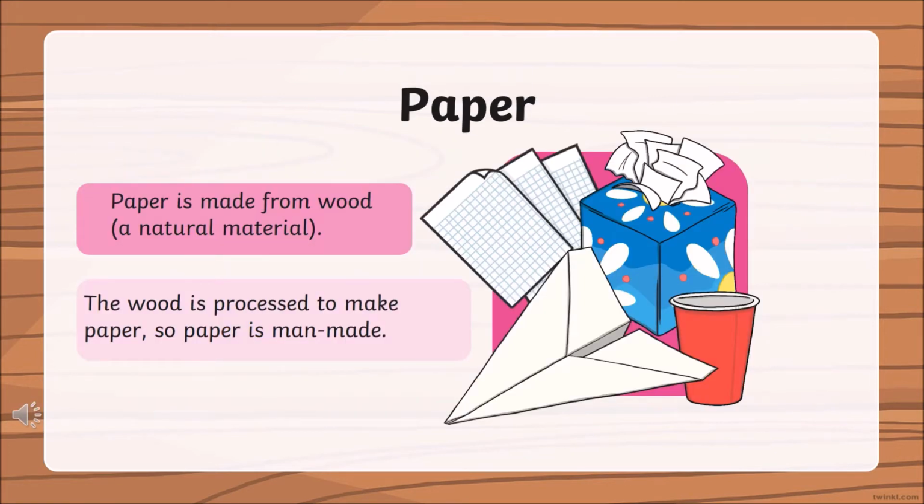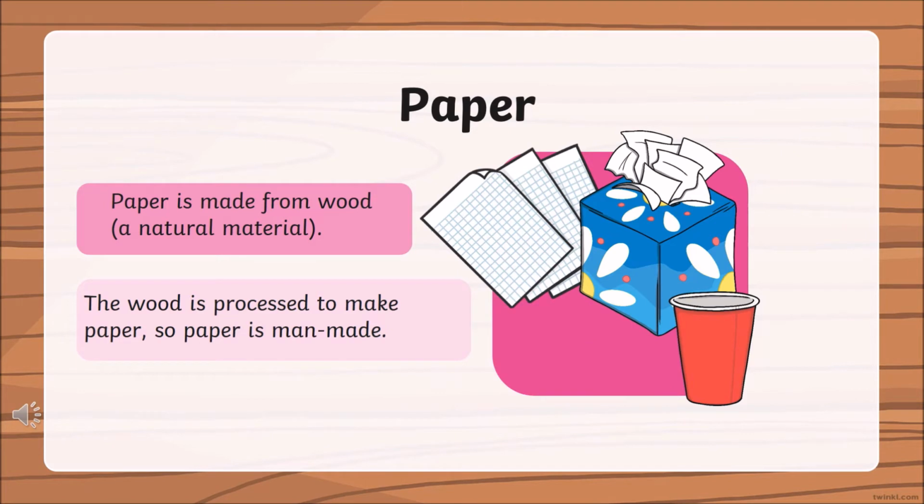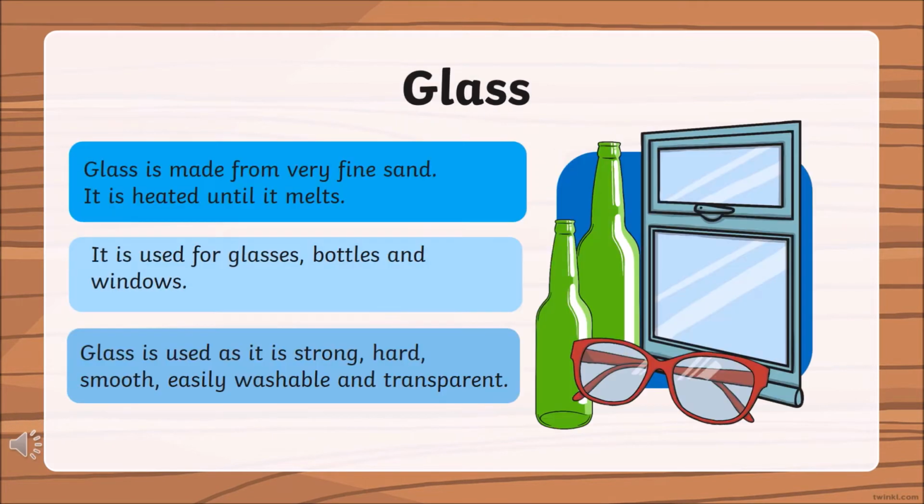Paper is a product also made from wood, so it's a natural material. The wood is processed to make paper, so paper is man-made. Glass is made from very fine sand. It is heated until it melts. It's used for glasses, bottles, and windows. Glass is used as it's strong, hard, smooth, easily washable, and most importantly, it's transparent.